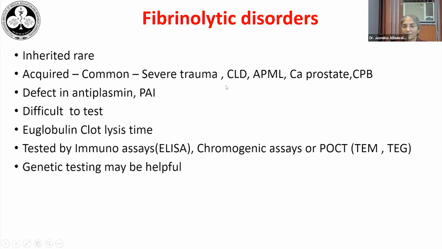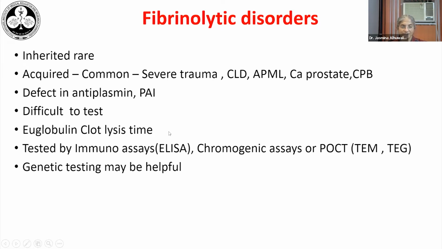These are seen in severe trauma, with liver disease, with acute promyelocytic leukemia, in carcinoma prostate and other malignancies, and in cardiopulmonary bypass. These are usually the effect of unhindered plasmin activity, leading to lysis of the clot and therefore prolonged bleeding. So this may happen if there is not enough antiplasmin or not enough plasminogen activator inhibitor in the patient sample. These are difficult to test.